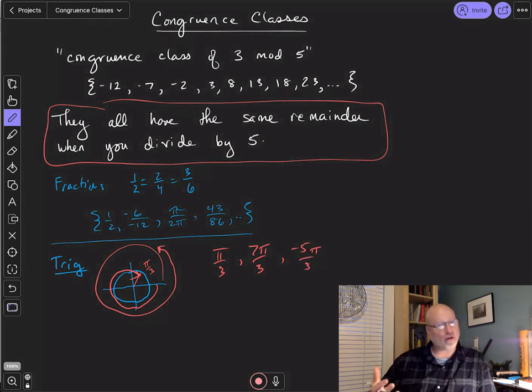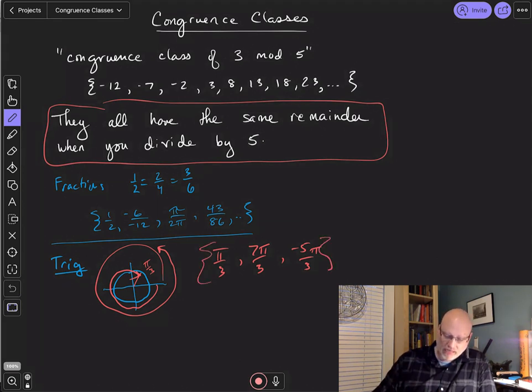Now, are these angles all the same? No, obviously not. However, they do all have the same terminal side. In terms of trigonometry, they have the same terminal point. So we would say that all of these angles, in one sense, are equivalent to pi over 3. We use the word coterminal in trigonometry, but it's the same basic idea.